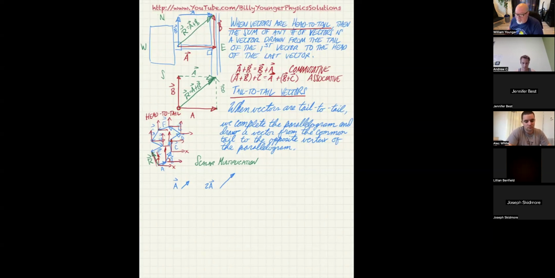Notice it's at that perfect 45-degree angle. That's why I'm using the little squares on my graph paper. If I wanted to draw, for instance, vector 3A, then that one would be a vector from here through here through here. Does that make sense? So if you multiply a vector by a scalar that's bigger than 1 and positive, then all you're doing is stretching it.